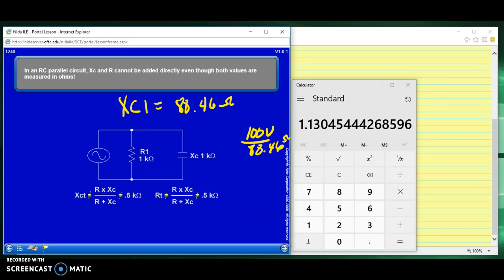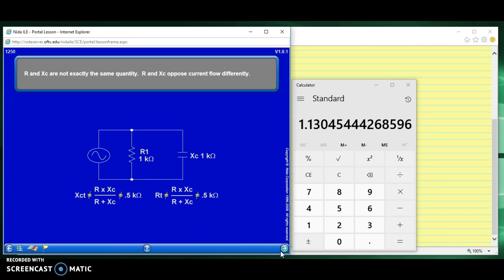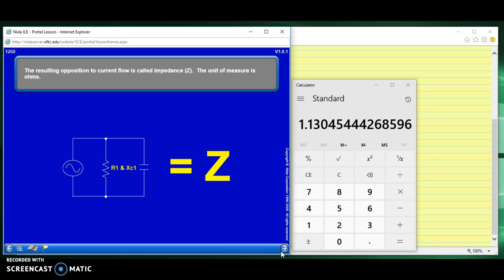So let's see what this slide has to say. In an RC parallel circuit, X sub C and R cannot be added directly. So let's blow away this text. It has no relevance to us, even though both values are measured in ohms. So we can't just add them, and we can't use this formula that you see down here. So let's see what we've got to do. R and X sub C are not exactly the same quantity. R and X sub C oppose current differently.